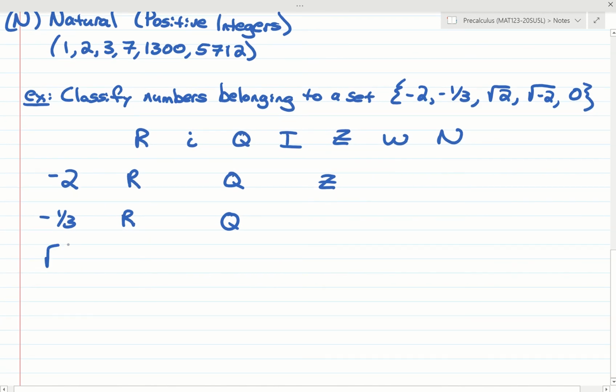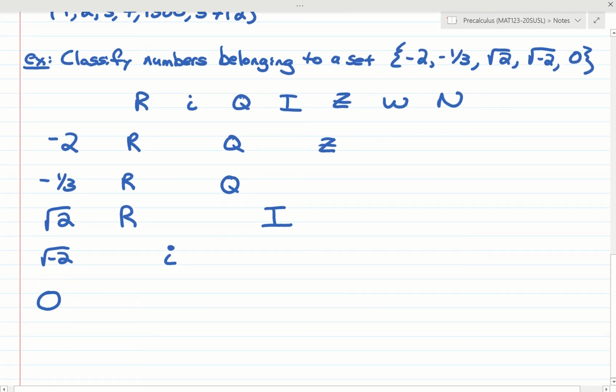Let's go to square root of 2. Square root of 2 is a real number, but if you were to type it into your calculator, it would just be a bunch of nonsense. There's no pattern, so that would be an irrational number, and it's not an integer or anything like that. And we have the square root of -2. You can't take the square root of a negative number, so that's definitely imaginary, and it's nothing else.